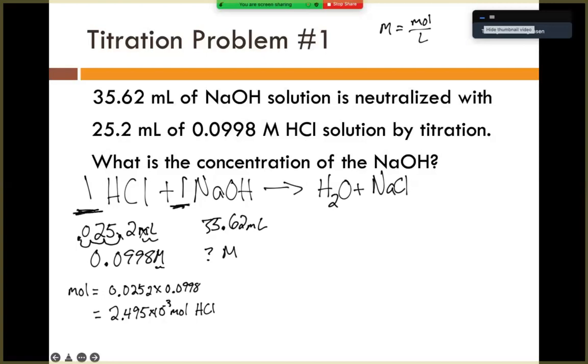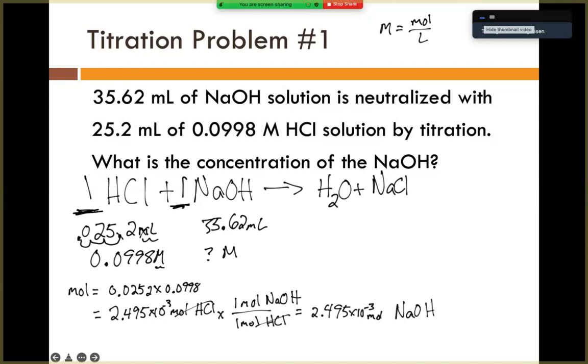But good news, everyone. It's a 1-to-1 ratio. Our next step, step 2, is your mole ratio. And I know it seems silly, but it's got to change our moles, and it won't always be 1-to-1. We use our mole ratio to cancel our moles of acid, gets us into moles of base. It's going to be the same number. You're right. 2.495 times 10 to the negative third moles. But now it's moles of NaOH.